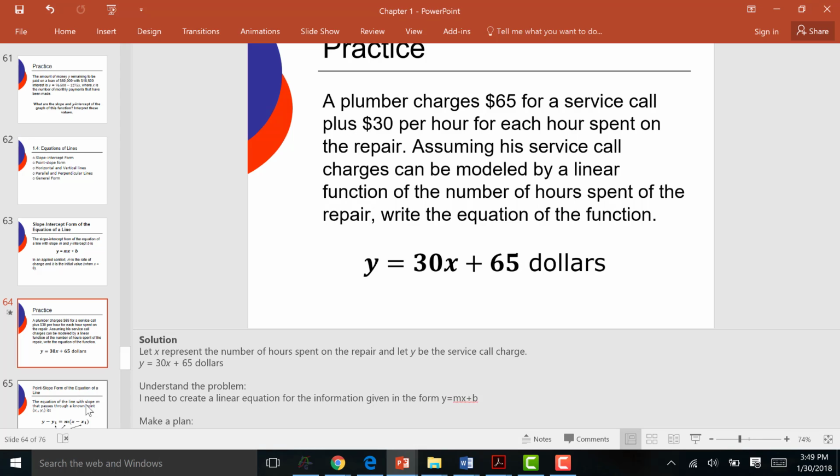First step is always what? Read the problem. All right, let's read it and see what we're talking about. A plumber charges $65 for a service call plus $30 per hour for each hour spent on the repair. Assuming his service call charges can be modeled by a linear function of the number of hours spent on the repair, write the equation of the function.